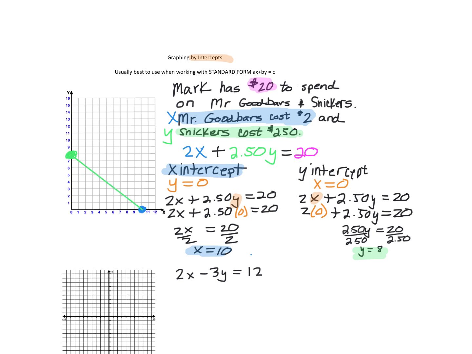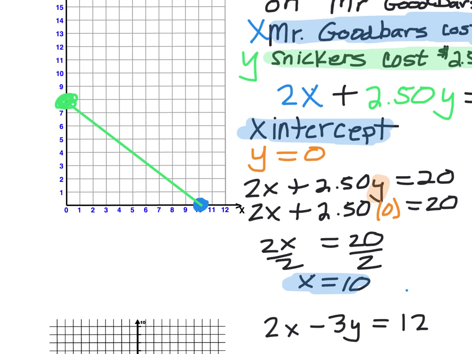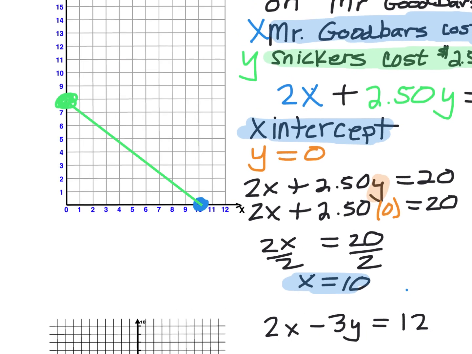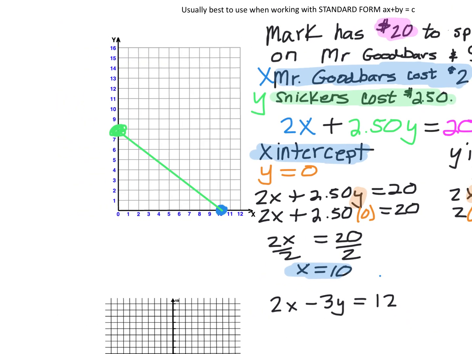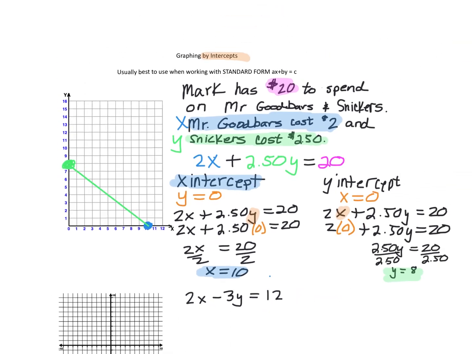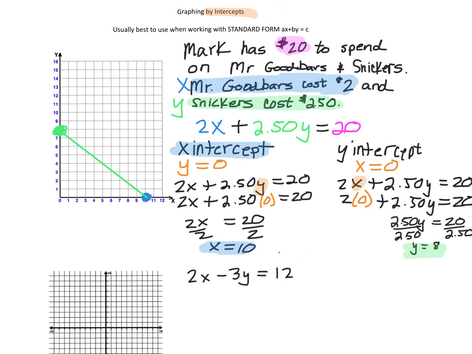And we're not going to draw arrows. I'm putting this in red because it's wrong. We're not going to do arrows because you can't actually have negative Snickers and negative Mr. Goodbars, right? So we don't want anything to go out here or here because that would get us into the negatives. So this is what the graph would look like for that situation.